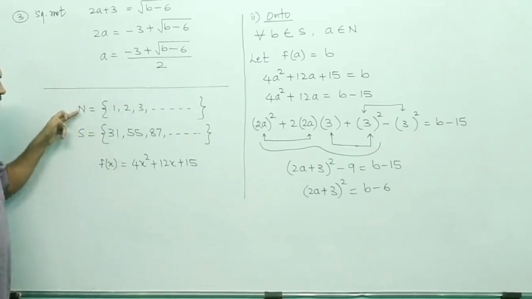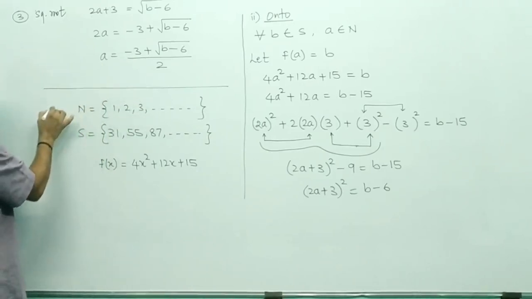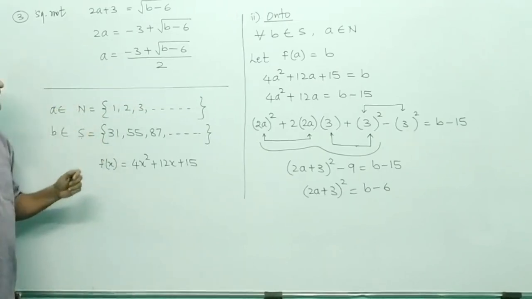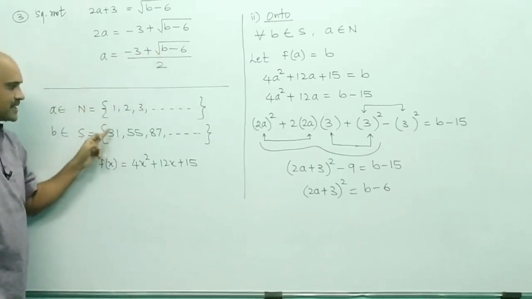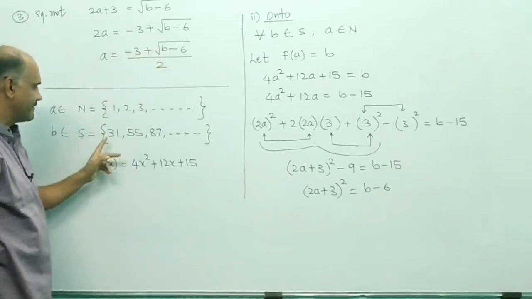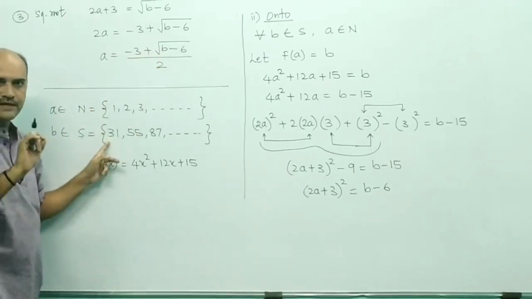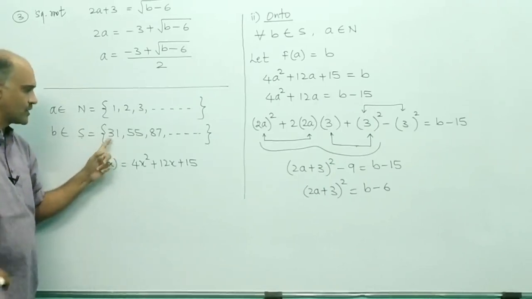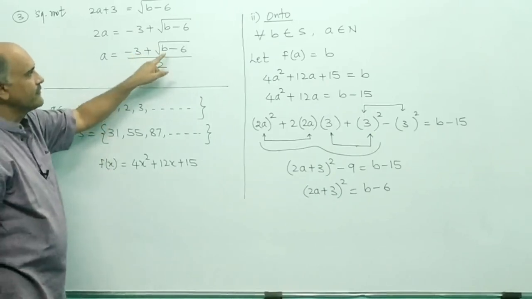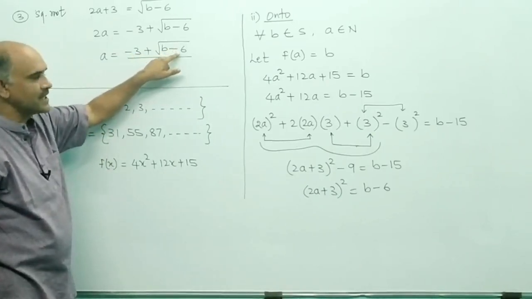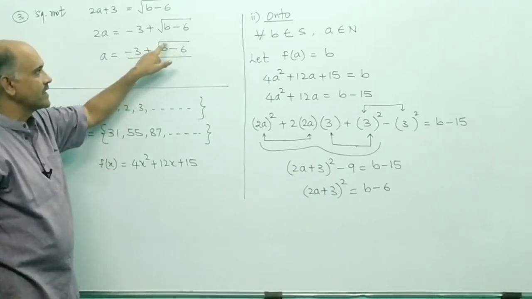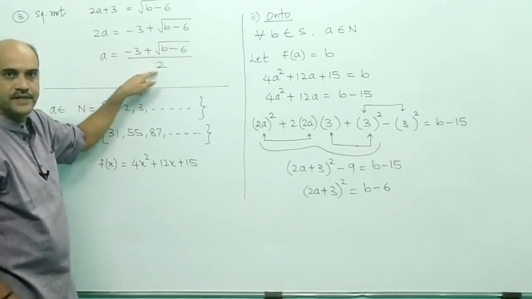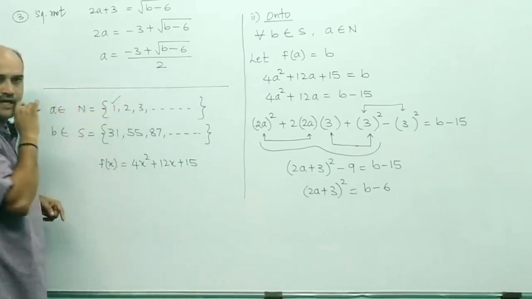A should belong to natural number. B belongs to this S. So if you substitute 31 over here, the first value of b will be 31. It will never be 1, 2, 3, 4, and so on up to 30. 31 if you substitute, 31 minus 6 is 25. 25 root is 5. 5 minus 3 is 2. 2 by 2 is 1. So you are getting 1.